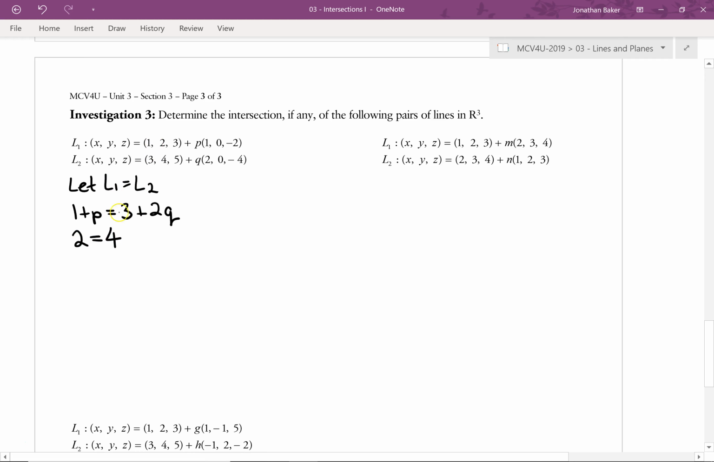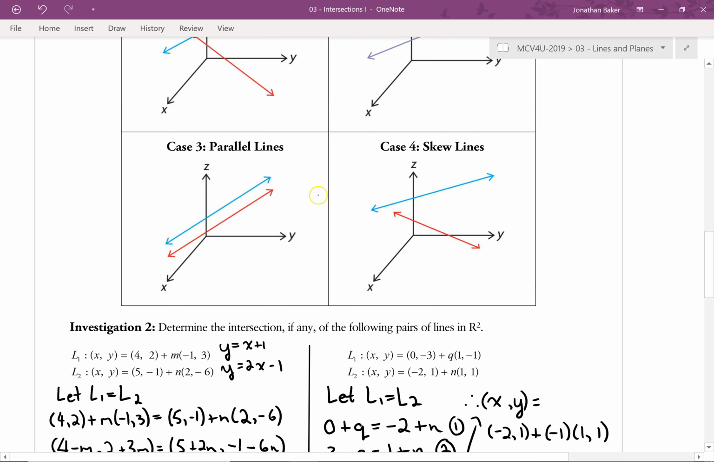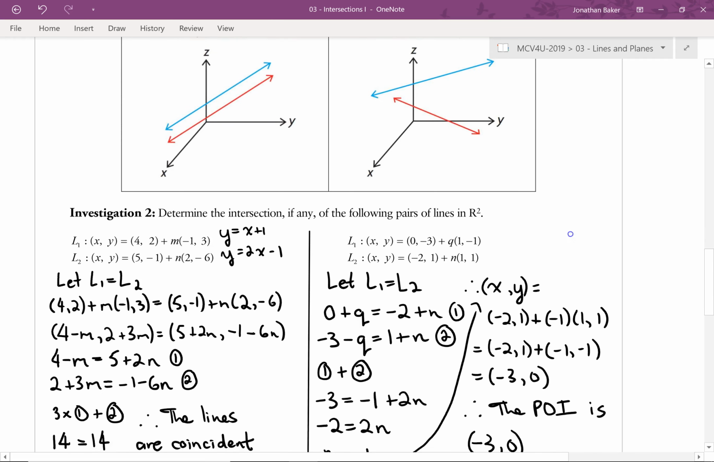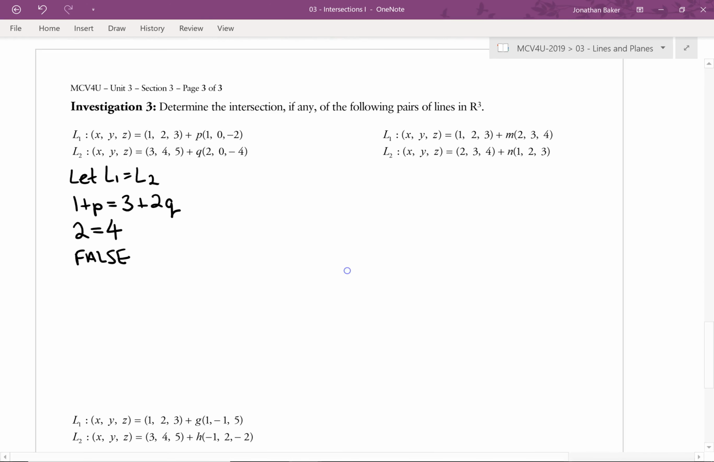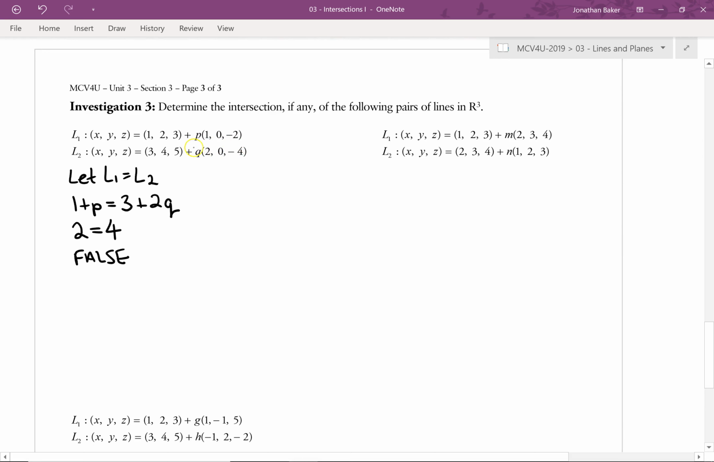As soon as you do this, if this breaks down at this point and you get something that's false, what this means is that you've already found that these two lines do not intersect. Now, really, this could mean either of these two cases, case 3 or case 4, and it's a matter of determining which is which. So let's look at the equations. We can look at the direction vectors to determine if they're parallel. Remember, if one vector is a multiple of another, then we know that they are collinear. So is that the case?